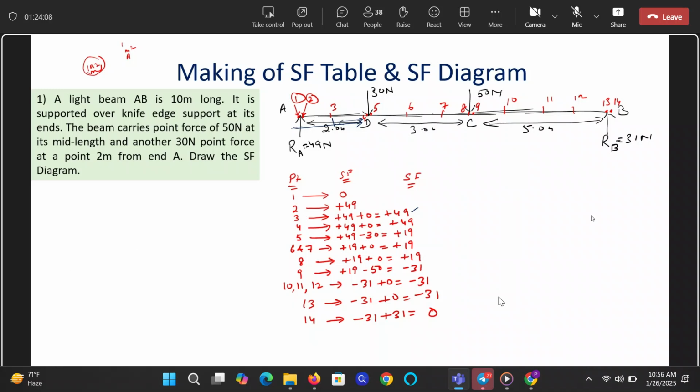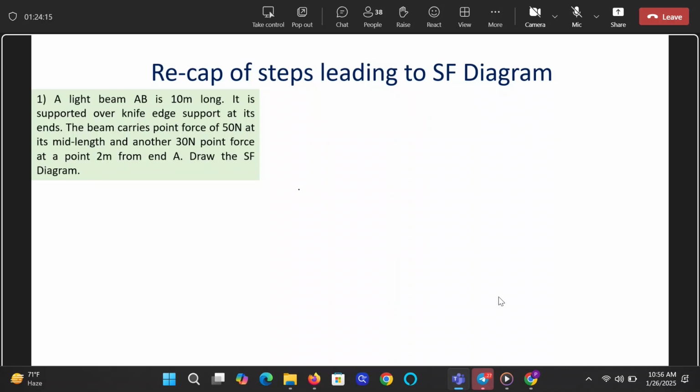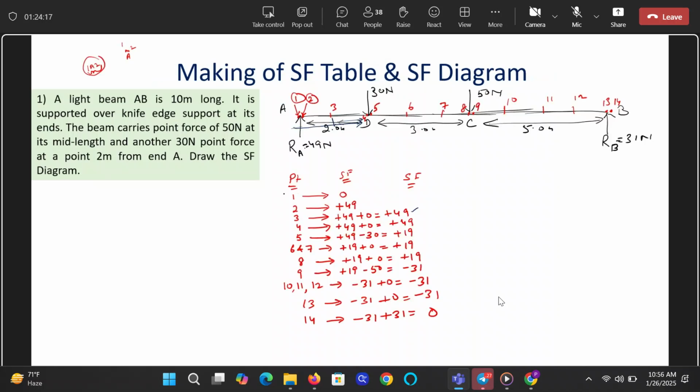Now, guys, see at point 1 and 2. At point 1, it was 0. At point 2, it is plus 49. Do you agree with me?